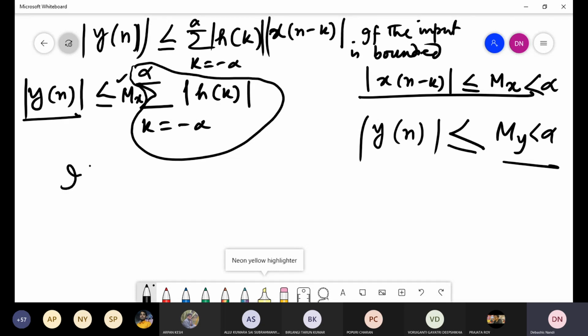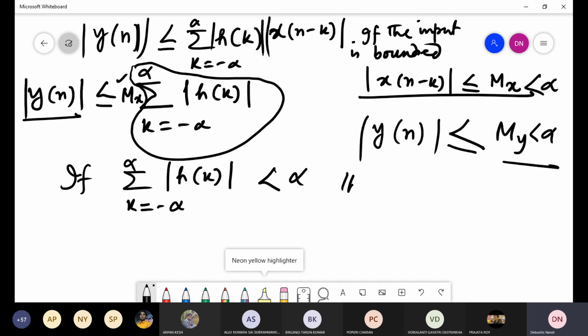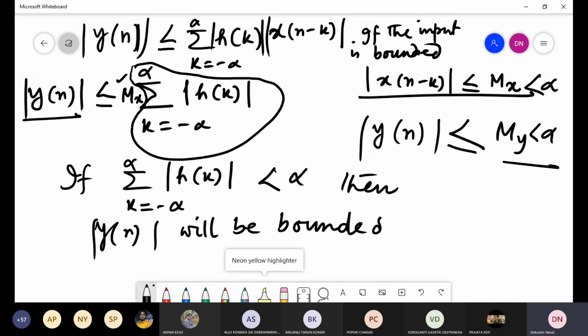Okay, now if the summation over k from minus infinity to plus infinity of mod hk is less than infinity, then mod yn will be less than infinity. I am writing here less than infinity, or I may say that then mod yn will be bounded or finite. Bounded means the value will be finite.